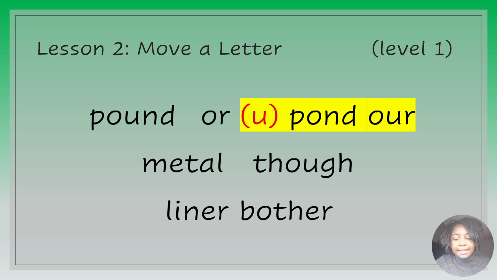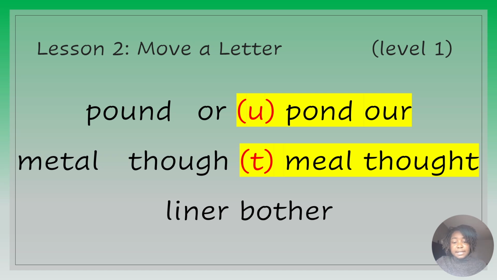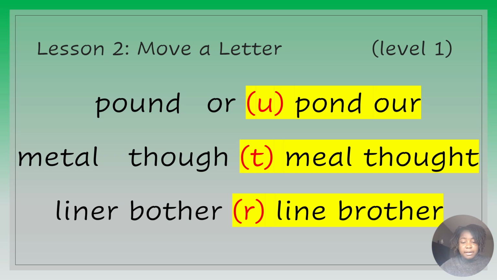Okay, now let's check our answers to the rest of the puzzle. So the first one was obviously U, where the new words are pond and hour. The next one is T. If you remove T from metal, you will get meal, and if you add T to though, you will get thought. The one after that is R. If you remove R from liner, you will get line, and if you add R to bother, you will get brother.